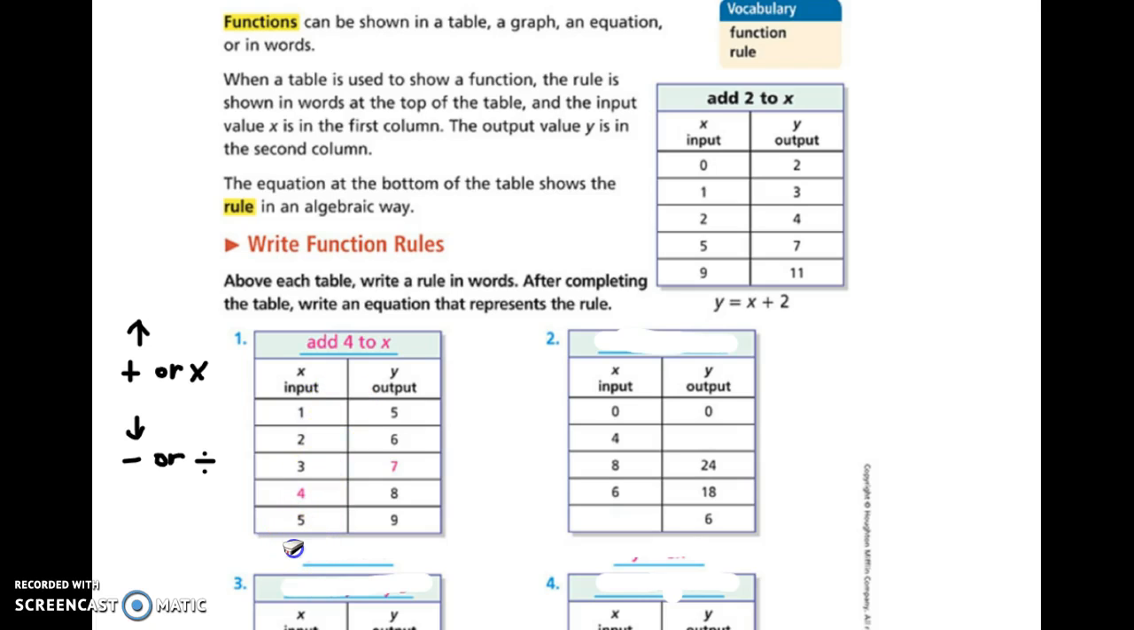So I'm going to say Y equals X, and what did we say we had to do? We had to add 4. So Y equals X plus 4. Okay? All right, let's try another one.